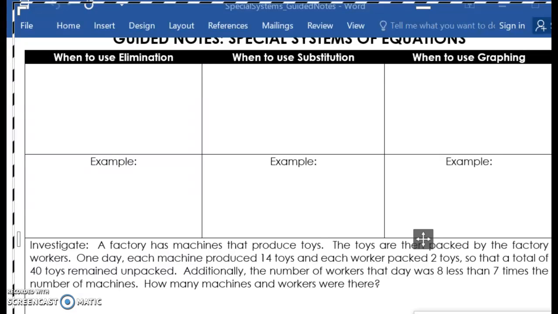Okay, so now we have three ways to solve systems of equations. We can use elimination, substitution, or graphing. But how do you know when to use which? So you should use elimination when each variable has a number in front of it, or a coefficient.